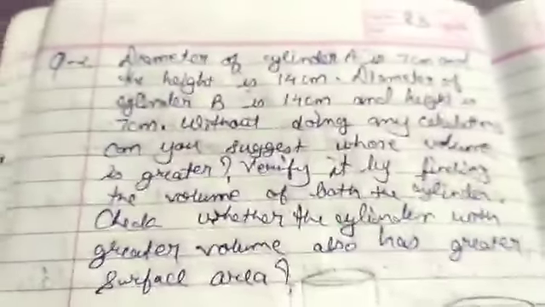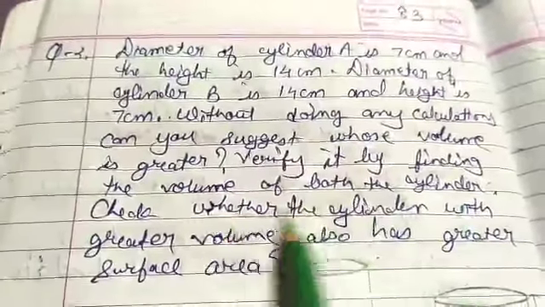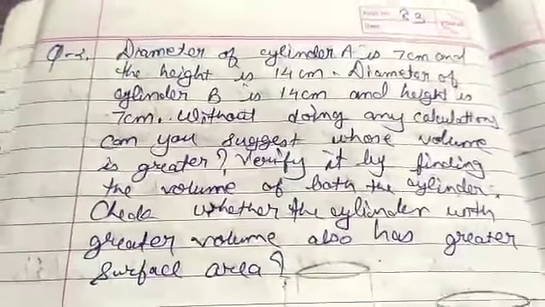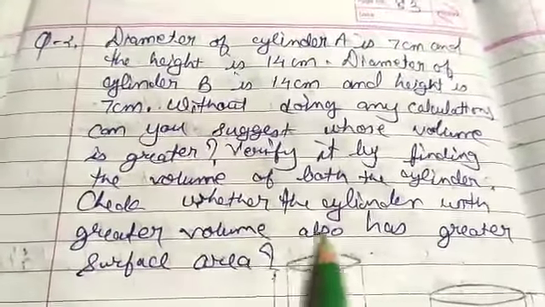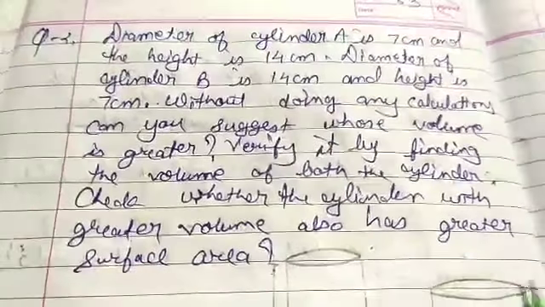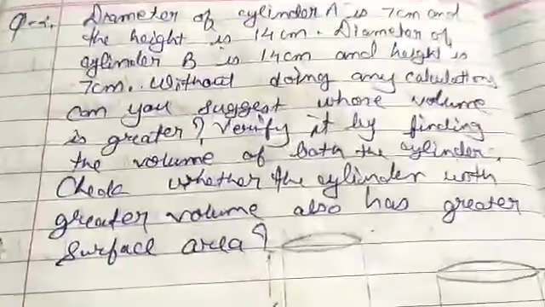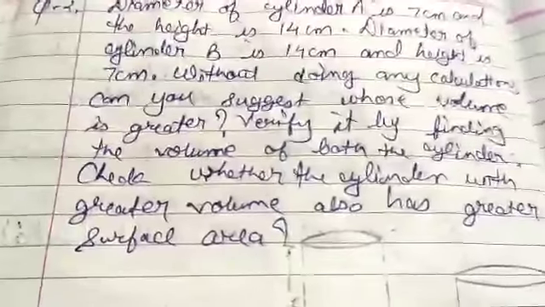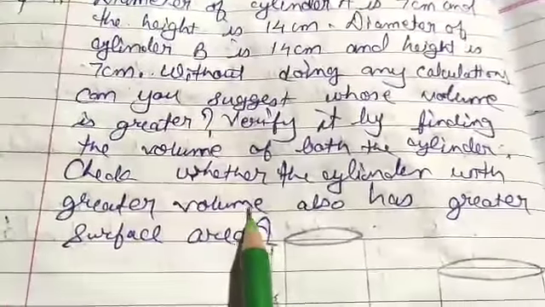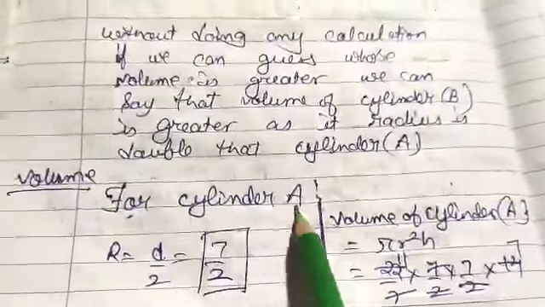Now they are asking, verify it by finding the volume of both the cylinders. Then check whether the cylinder with a greater volume also has a greater surface area. Means after finding the volume, we need to find their surface area also. First let us find the volume of both the cylinders. First we will find the volume of cylinder A.